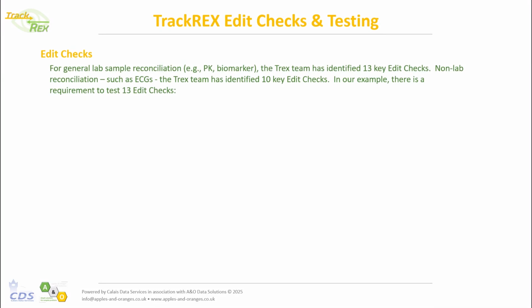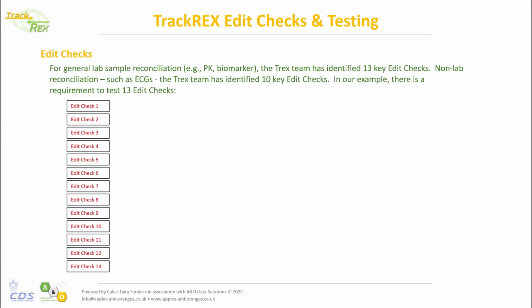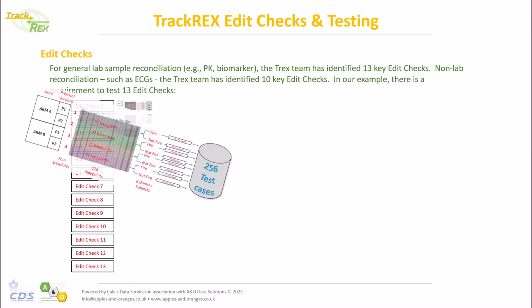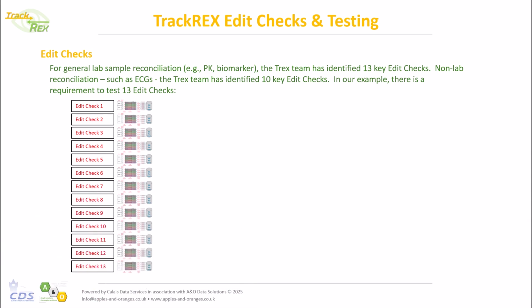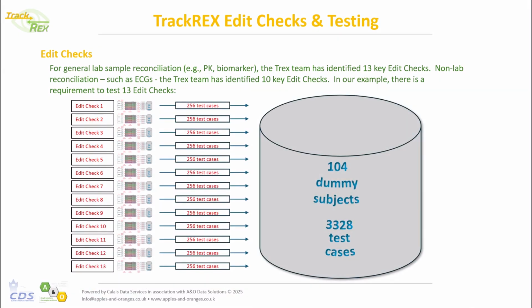For general lab sample reconciliation, for example, PK or biomarker, the TrackREX team has identified 13 key edit checks. Non-lab reconciliation, such as ECGs, the TrackREX team has identified 10 key edit checks. In our example, there is a requirement to test 13 edit checks. Now remember, each of these edit checks required 8 dummy subjects and 256 test cases. This equates to 104 dummy subjects and 3,328 test cases.